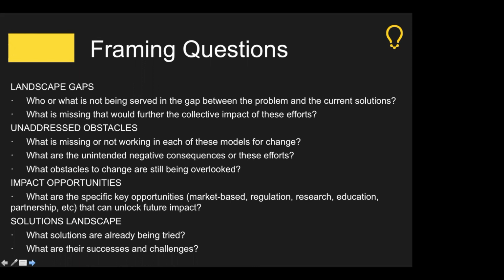In unaddressed obstacles, what is missing or not working in each of these models for change? What are the unintended negative consequences of these efforts? What obstacles to change are still being overlooked? What are the specific key opportunities, market-based regulation, research, education, partnership, etc., that can unlock future impact? And on the solutions, what solutions are already being tried? What are their successes and challenges?